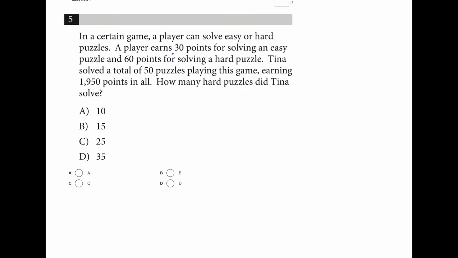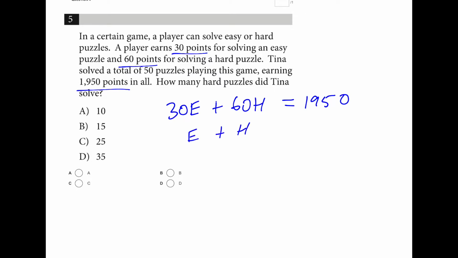So we have two equations, the points equation. So that's going to be 30e, E for easy puzzle, plus 60h for hard puzzle is equal to 1950 total. And my other equation is just going to be the total number of puzzles. So E plus H is going to equal 50 because that's my total here. Then you have to pay close attention to what they're asking for. They want to know about the hard puzzles, so they say solve for H, which tells me I need to get rid of all of the E's and have an equation with just H's left.